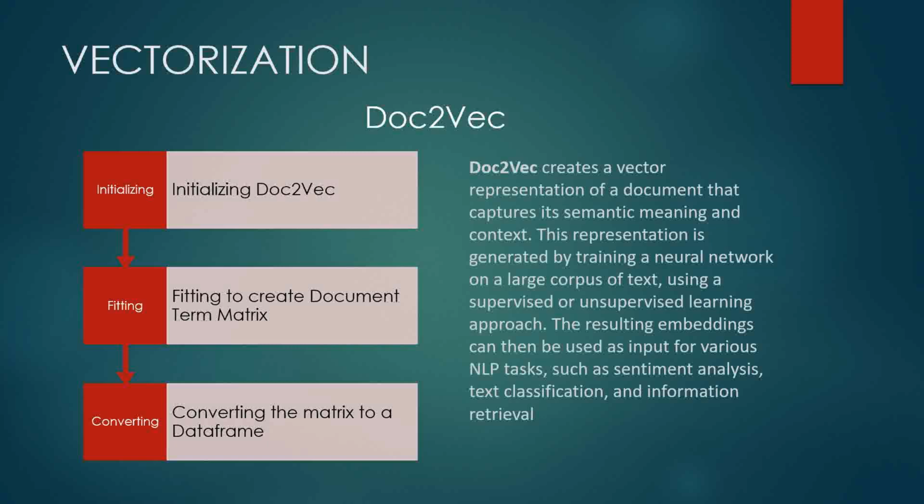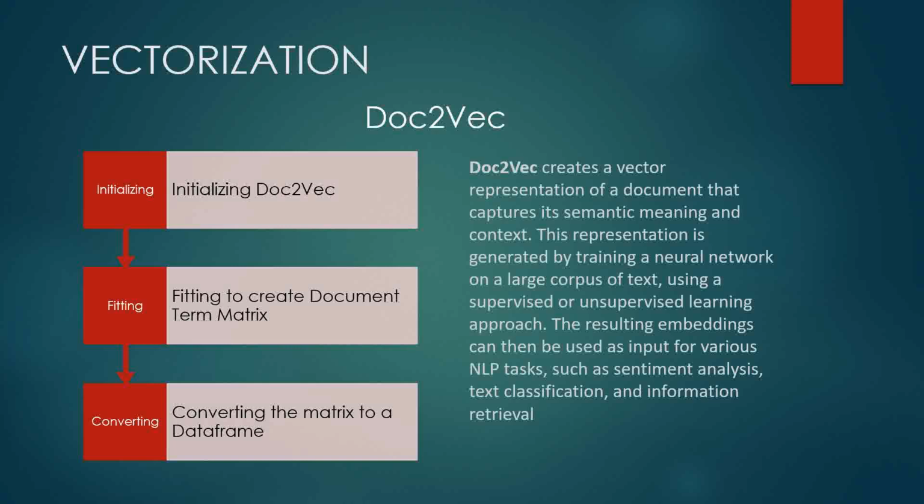Coming to the third approach, it was Doc2Vec vectorization. Doc2Vec creates a vector representation of a document that captures its semantic meaning and context. This representation is generated by training a neural network on a large corpus of text using a supervised or unsupervised learning approach. The resulting embeddings can then be used as input for various NLP tasks such as sentiment analysis, text classification, and information retrieval.